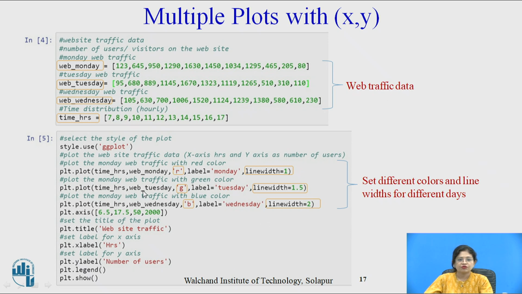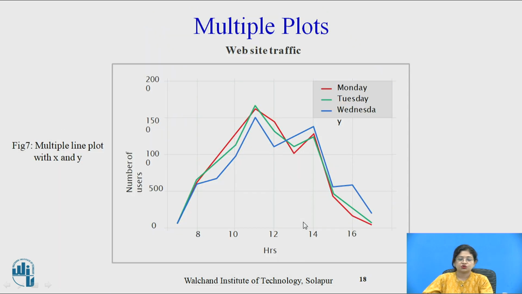Now look at here, for each day I have provided a different color. For Monday there is a red color, then for Tuesday green color, and for Wednesday there is a blue color. Okay, and the line widths are different. So here I will show you the graph, that is the multiple plot. Multiple lines are shown, and the legend is shown here. So the red line indicates the Monday traffic, the green line indicates the Tuesday traffic, and the blue line indicates the Wednesday traffic.